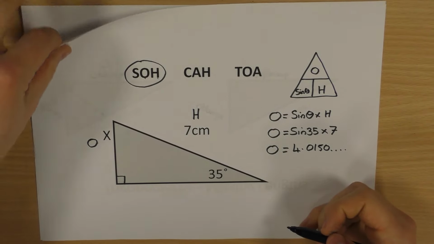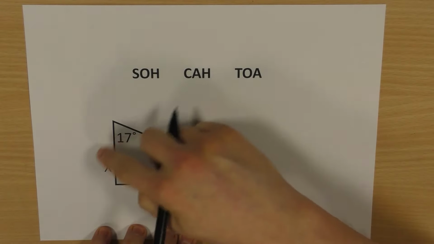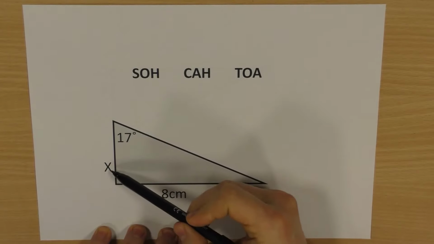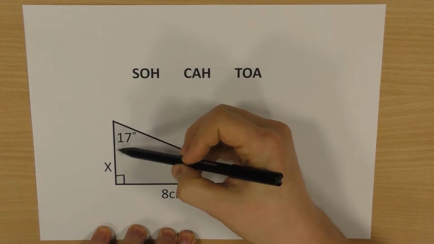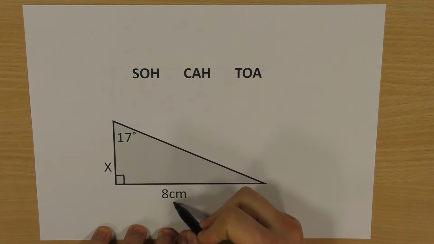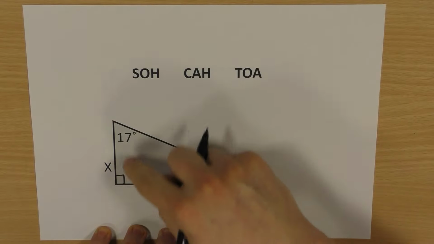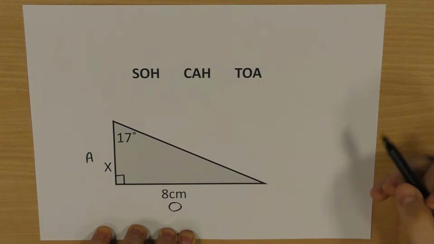So that's one example. Let's have a look at another one. So again, right angle triangle. This time I've been given this side and I want to work out this side. So label it up. Well, there's the angle that I've been given. So this side is the opposite. This side is the hypotenuse because it's opposite the right angle and it's obviously the longest, which means this one here must be the adjacent.